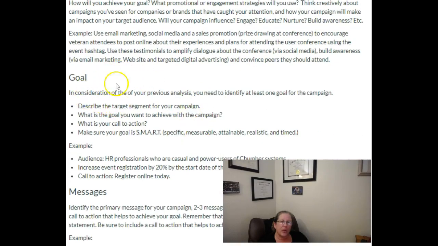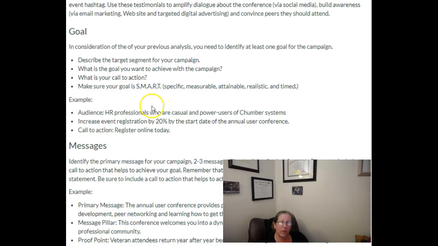And here you will talk more about the goal. Consider your analysis of the company, and align at least one goal for the campaign. Describe the target segment for the campaign. What is the goal that you want to achieve for the campaign? What is your call to action? And make sure that your goal is SMART. It needs to be very specific. It needs to be something you can measure, something you can actually attain. It needs to be realistic, and it needs to be done in a certain amount of time.